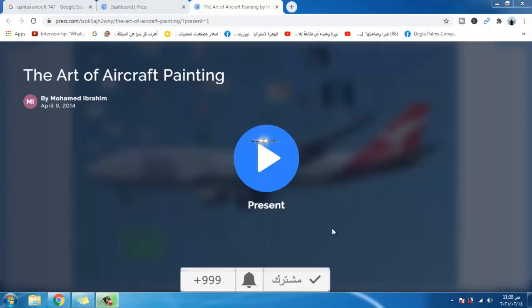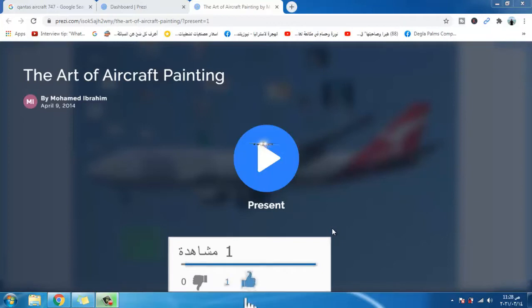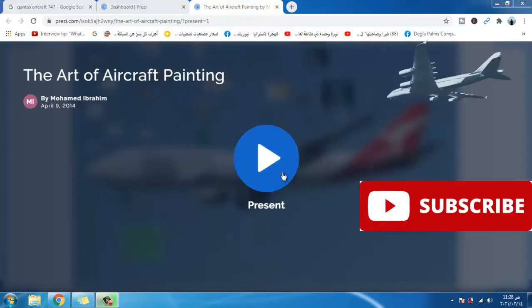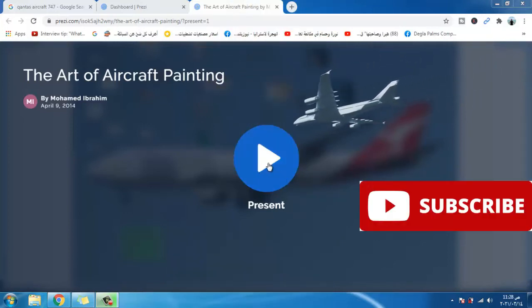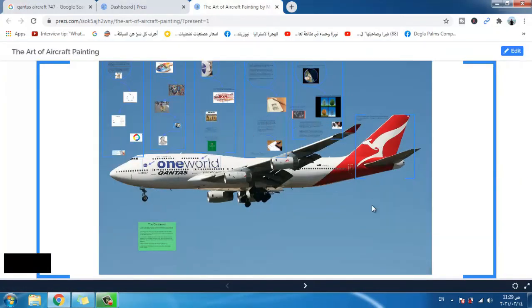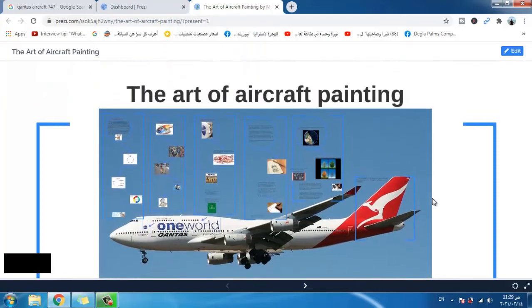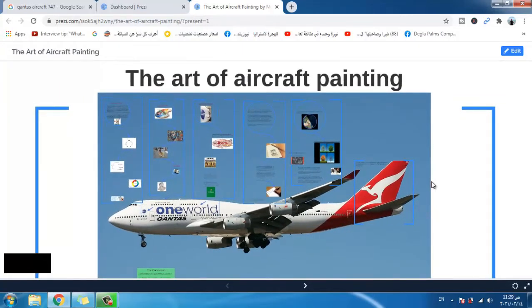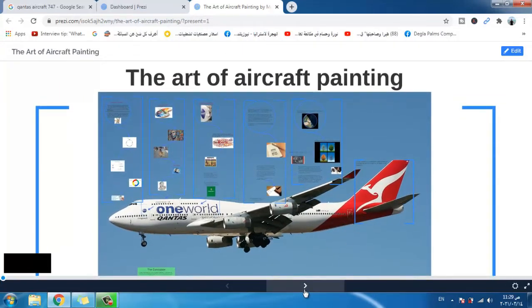Okay, this is Muhammad Ibrahim, and today we are going to talk about the art of aircraft painting. So let's start right away. As we can see here, there is a Boeing 747 of the Qantas airline, and today we are going to talk about the art of aircraft painting. So let's begin.